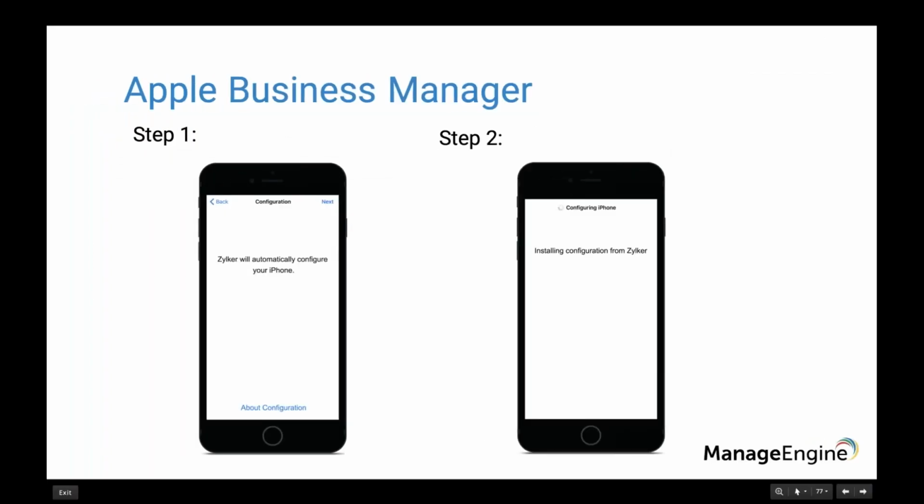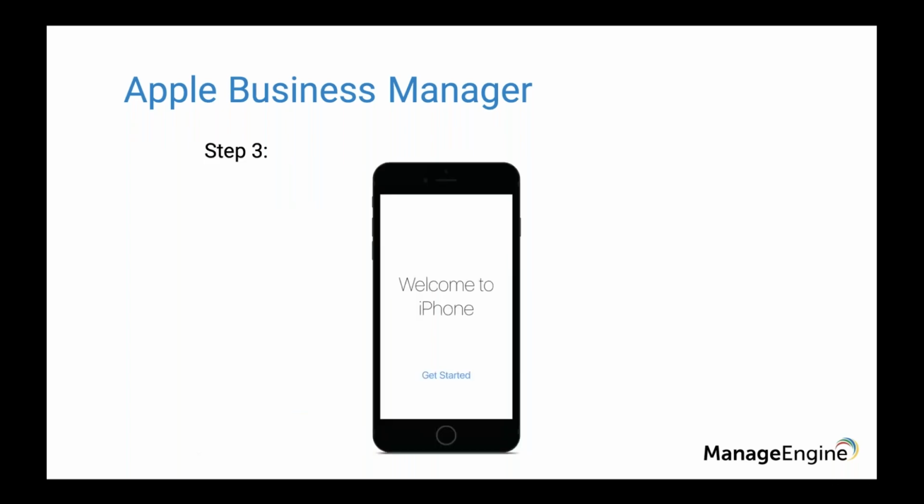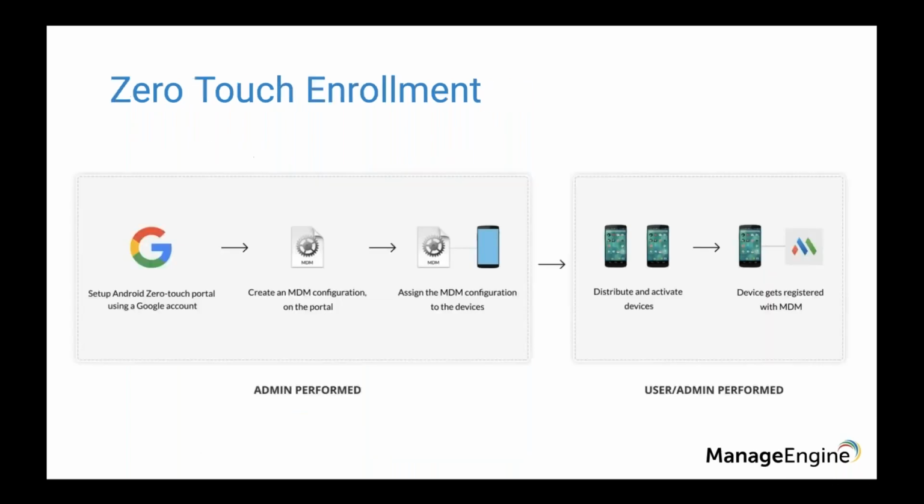So once that is done, what would happen if your users are going to activate the devices? So they would first fall into the step once they have provided their Wi-Fi. There's no step wherein they can skip the configuration. Automatically, the configuration would be installed in the devices, and boom, they would be in their home page. So this is how simple and easy the Apple enrollment part is. So it's over the air, and it's just turning on your devices.